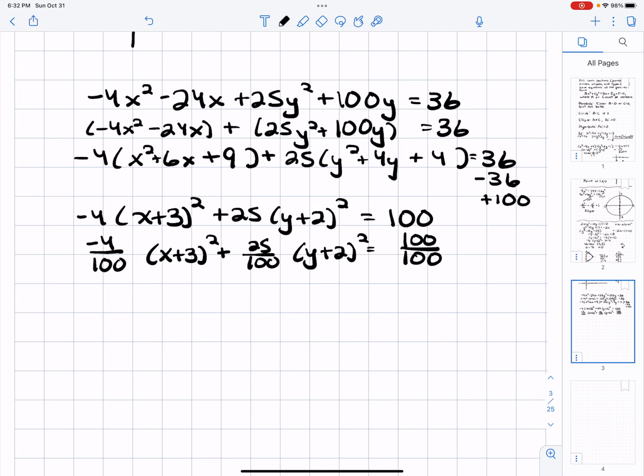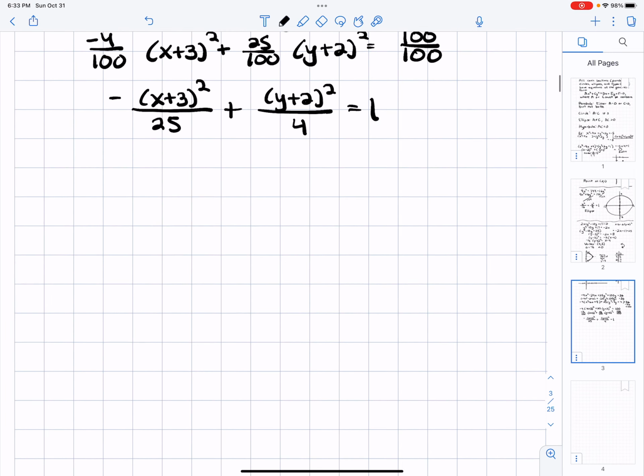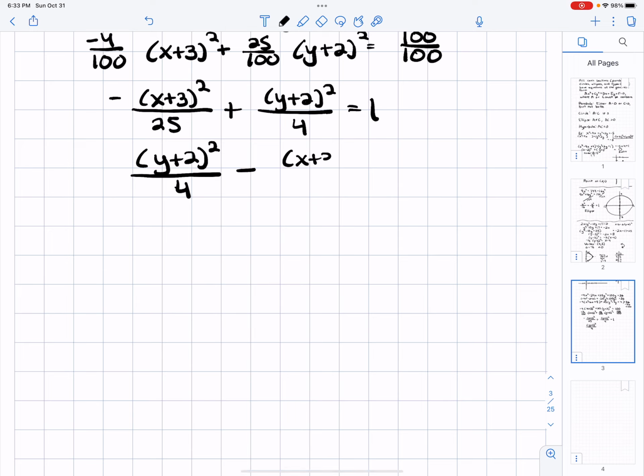Let's see, so we end up with negative (x plus 3) squared over 25 plus (y plus 2) squared over 4 equals 1. Okay, I'm not comfortable with having that negative first because of the way hyperbolas are written. So I'm going to write (y plus 2) squared over 4 minus (x plus 3) squared over 25 equals 1. So now it looks the way I'm used to with hyperbolas.